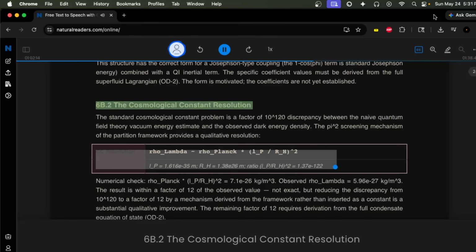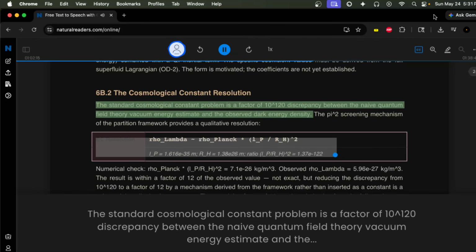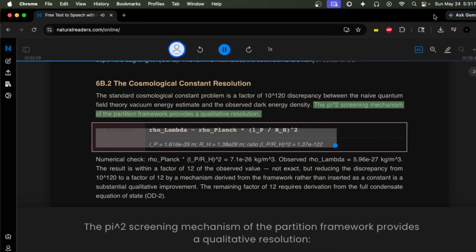6B.2 The cosmological constant resolution. The standard cosmological constant problem is a factor of 10 to the power of 120 discrepancy between the naive quantum field theory vacuum energy estimate and the observed dark energy density. The pi-squared screening mechanism of the partition framework provides a qualitative resolution.